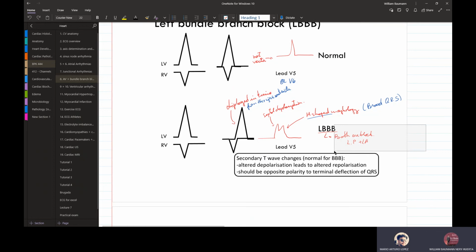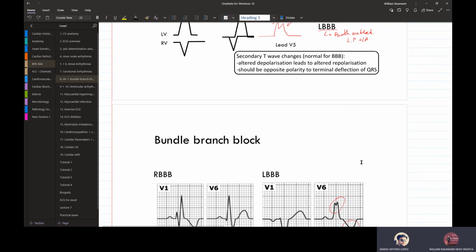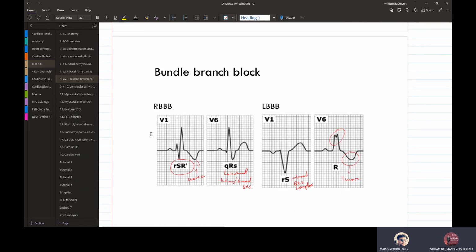So I wrote down here that both are blocked, the left posterior and the left anterior. Look at that. Here we see a right bundle branch block because we're looking at V1. And what do we see? Little r, big S, big R. And the T wave morphology changed.